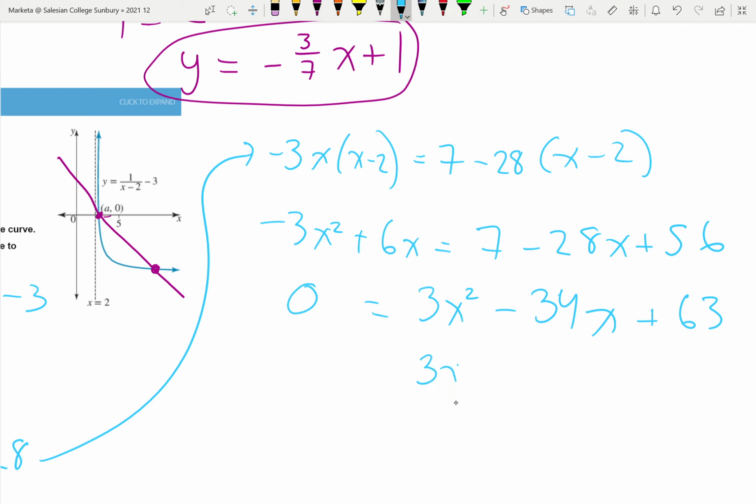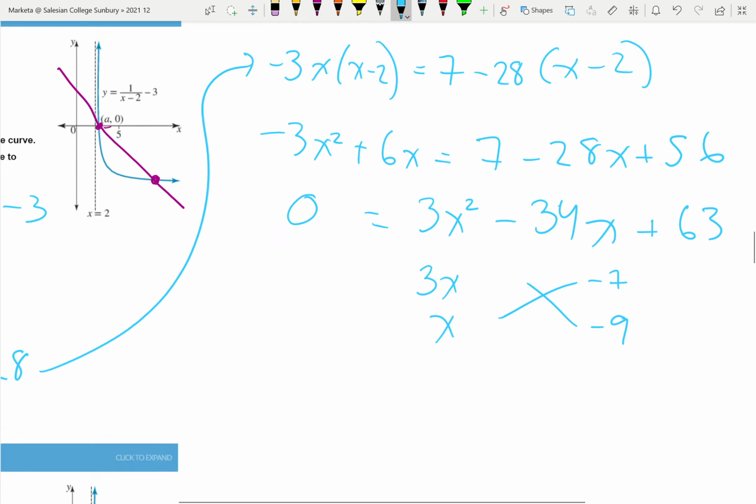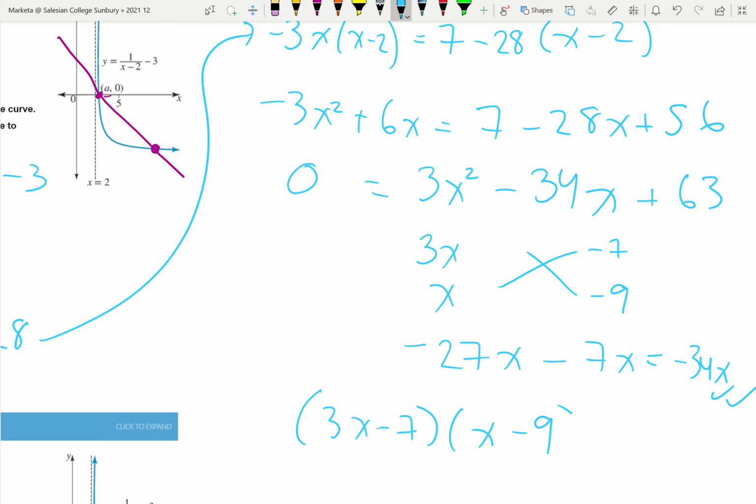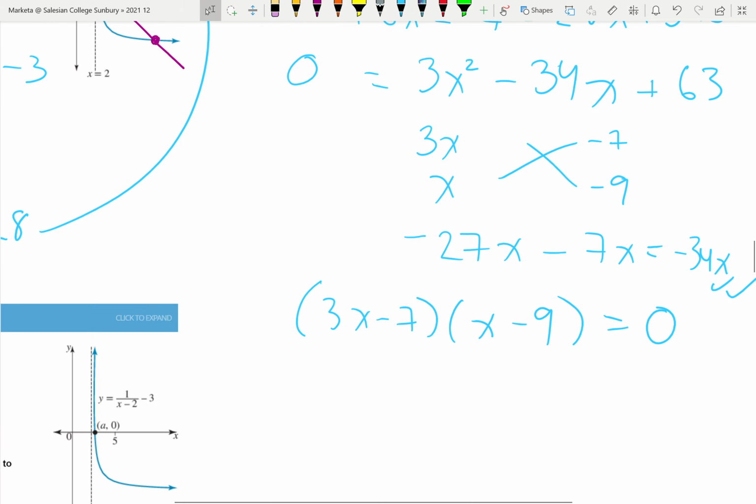And let's solve that. 3x times x, and 9 times 7, negative 7, negative 9, yeah, I think that will be it. Negative 27x minus 7x, yep, good, equals negative 34x, good. So (3x minus 7)(x minus 9) equals 0. So what we can see, 3x minus 7 equals 0, that's our point of 7 on 3.